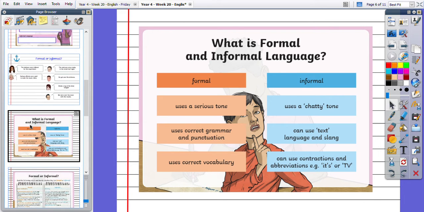So what is formal and informal language? So as a reminder, formal uses a serious tone, correct grammar and punctuation and correct vocab. Informal uses chatty tone, text language or slang, and it uses contractions and abbreviations. So it's rather than it is, or TV rather than television.